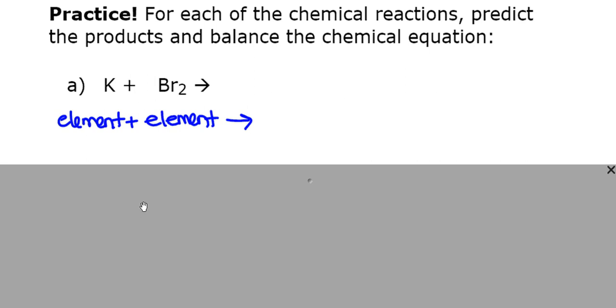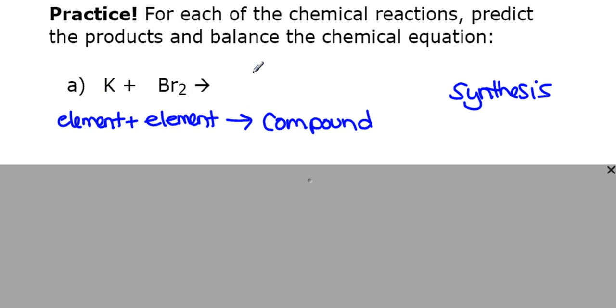Then I have to decide, is it synthesis or decomposition? Decomposition takes one big compound and breaks it apart into smaller ones, whereas synthesis will take 2 smaller elements or compounds and combine them into one. Here, I've got 2 reactants to start off with, so this is leading me to believe I have synthesis. So that would mean I'm going to make a compound, and I'm going to write over here, this is going to be a synthesis reaction. So, if I have 2 elements, that means my product is going to be a combination of potassium and bromine.